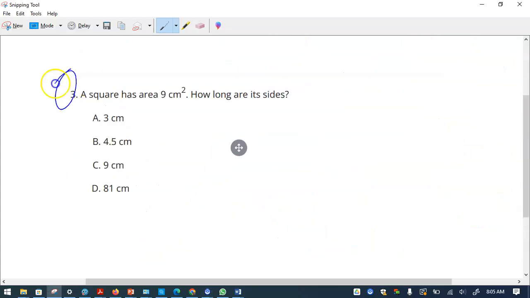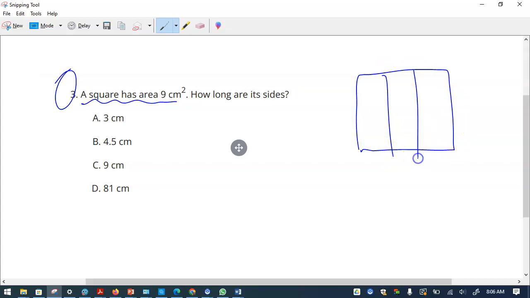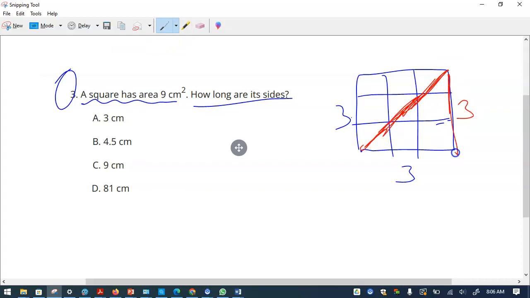So problem 3 says a square has area 9. So that means if this is a square, the area is 9. You can see there is a 3 here and a 3 there. How long is the diagonal? So how do we find this? So if this is 3 and this is 3, remember this is 90 and this is 45 and this is 45.